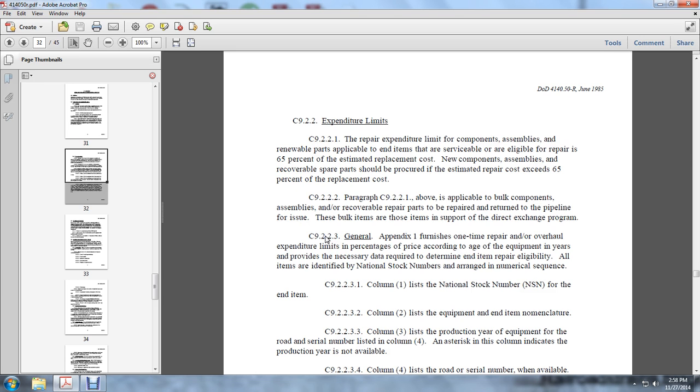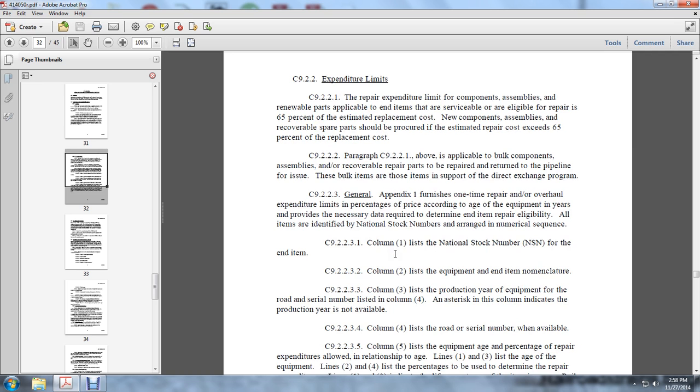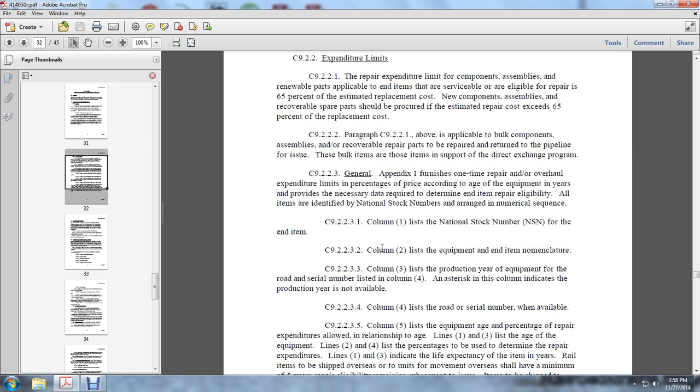General. Appendix 1 furnishes one-time repair overhaul expenditures and percentages according to the equipment and years, providing the necessary data required to determine the end item repair eligibility. All items are identified by the national stock number assigned and arranged in numerical sequence. Column 1 lists the national stock numbers for the end items. Column 2, the equipment nomenclature of the end item. Column 3, the production year of the equipment. An asterisk in the column indicates the production year is not available. Column 4 is the road or serial number when available.